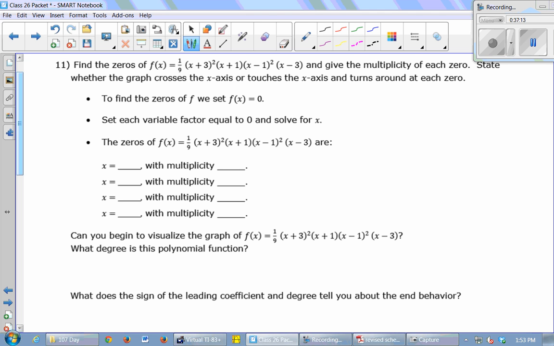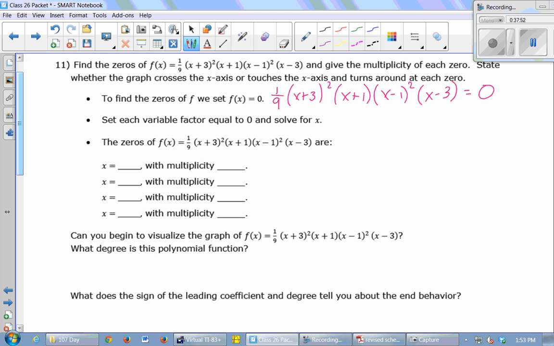All right, so to find the zeros of f, you set f of x equal to 0. So I would set 1/9 times (x plus 3) squared times (x plus 1) times (x minus 1) squared times (x minus 3) equal to 0. And to solve that, first I might multiply both sides by 9 or divide both sides by a 9th, because then I can just get rid of that leading factor. And it would just be gone. And when you multiply both sides by 9, the right side would be 0 times 9, and it would stay 0.